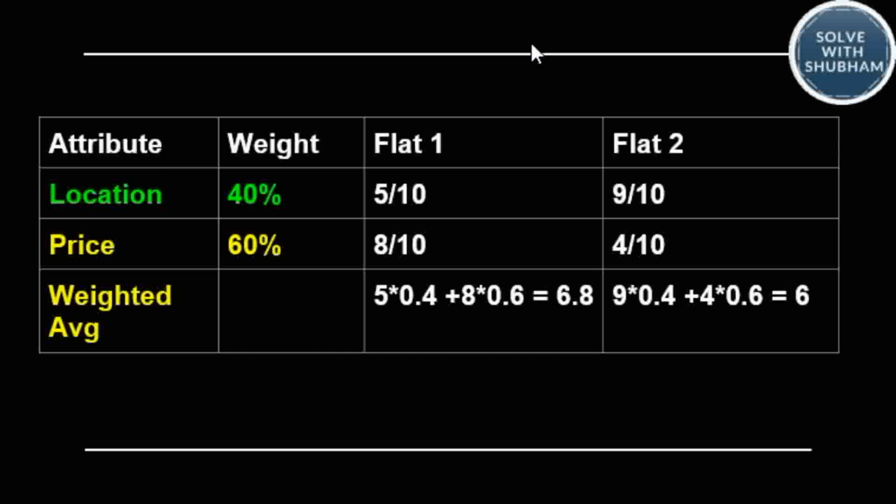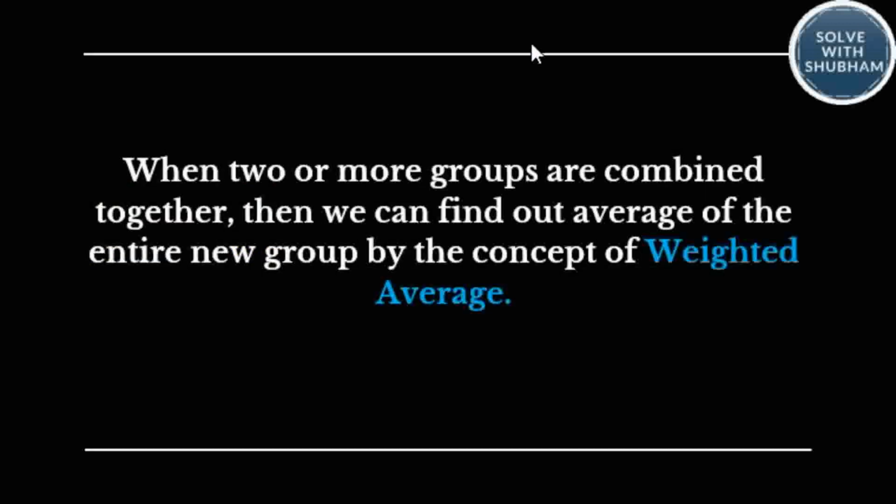If the weights given to different items are same, then it will make no difference. But if the weights given to different items are different, then we will use the concept of weighted average to come to a conclusion.